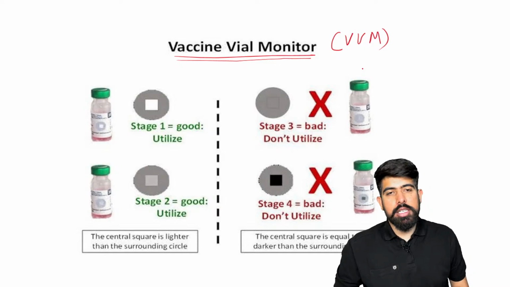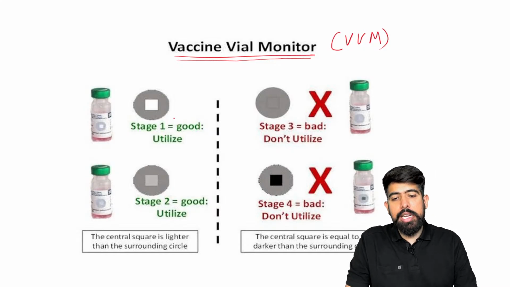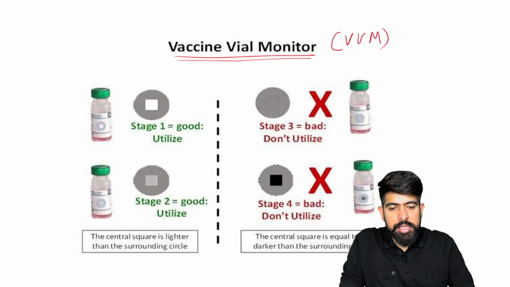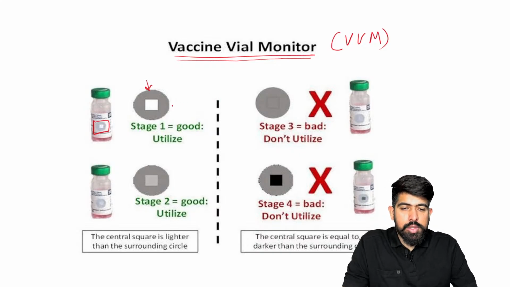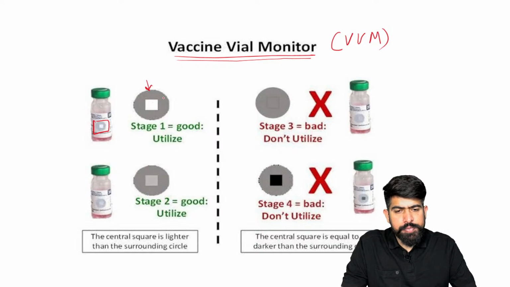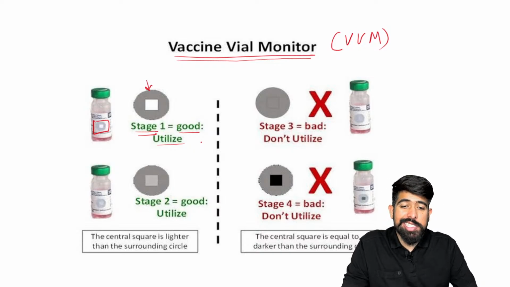So for monitoring the vaccine vial, we have this vaccine vial monitor. You can see here, the round shape. In this round shape, the outer is round and the inner has one square. If this square is lighter, you can see the outer one is gray and the inner one is white. So it starts as white. This is stage one of the VVM. What does it mean? Yes, the vaccine is good and we can utilize this vaccine.